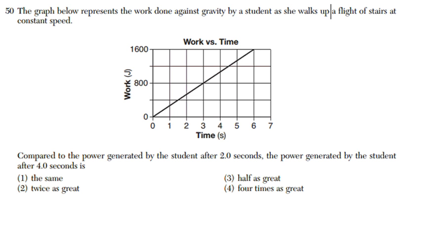The graph below represents the work done against gravity by a student as she walks up a flight of stairs at constant speed. Compared to the power generated by the student after 2 seconds, the power generated by the student after 4 seconds is what?